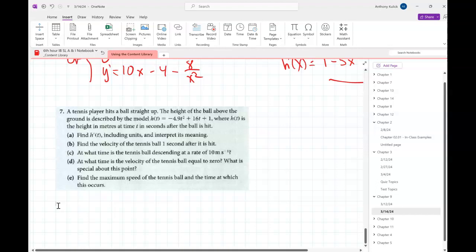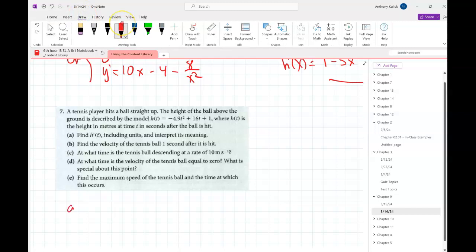All right, so we have a tennis player who hits a ball straight up. Why would they do this? I do not know. The height of the ball above the ground is described by the model h of t equals yada, yada, yada, where h of t is the height in meters at time t in seconds after the ball is hit. Find h prime of t, including units, and interpret its meaning. Okay, let's start with the easy part. What's h prime of t going to be?